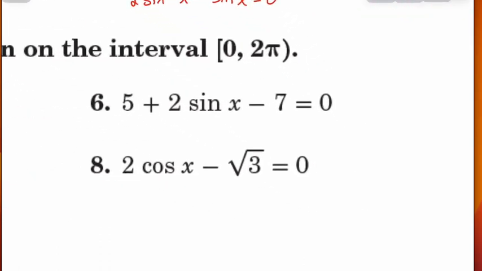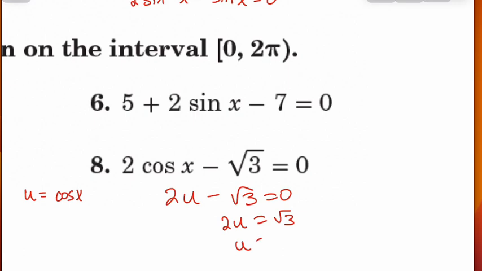Number 8, because the only trig function is a cosine, it's a perfect substitution problem. So I'm just going to call it u. So that would be 2u minus the square root of 3 equals 0. Now let's think about how we would solve that. If I asked you in an algebra class to solve for u, you would add the square root of 3 on both sides. You would divide by 2. Only once you get your variable equal to a number, put your trig back in.